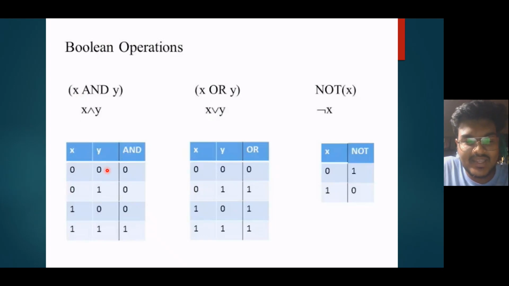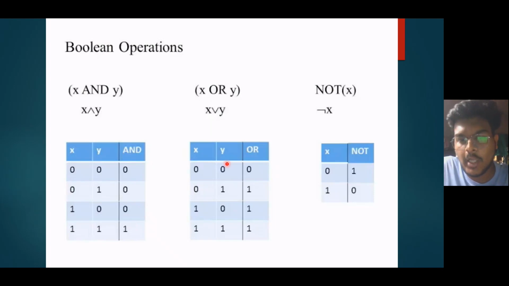For example, X, Y, if both the inputs are 0, 0, then the answer will be 0. If one input is 0 and the other one is 1, then the answer will be 0, because we are asking: did Rohan go to the market, and did Rohan buy fish? If the answer is Rohan went to the market but did not buy fish, then the statement is not correct. The task is not completed, so that's why the output is 0. Only when both the statements are true will we have a high output, that is a true output.